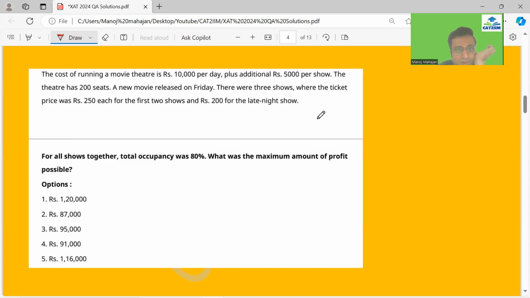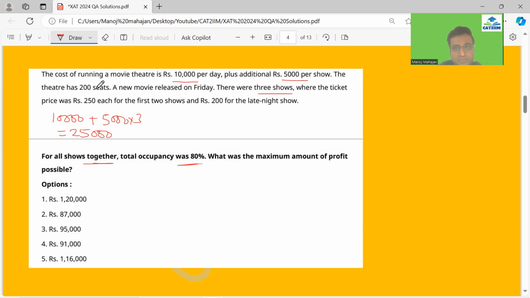So if you look over here, 10,000 is the fixed cost. Additional is what? 5,000 per show. So how many shows do we have? 3 shows. So what's the cost involved? I'm just adding over here 10,000 plus 5,000 into 3. That's how much? 25,000. That's the cost involved. Now, see what is given over here is for all the shows together, it is what? 80%, right? And we have to find out the maximum amount of profit possible.